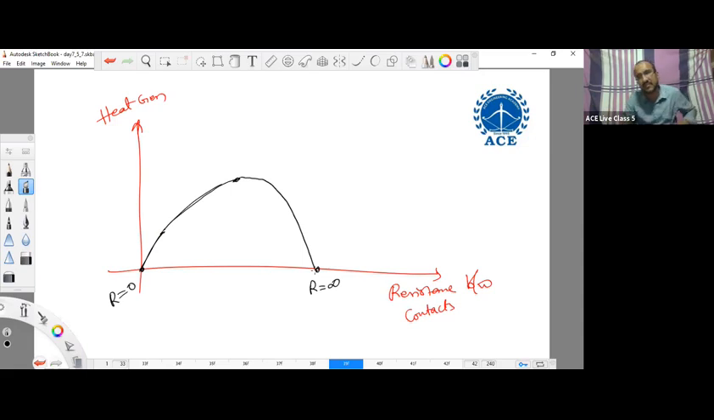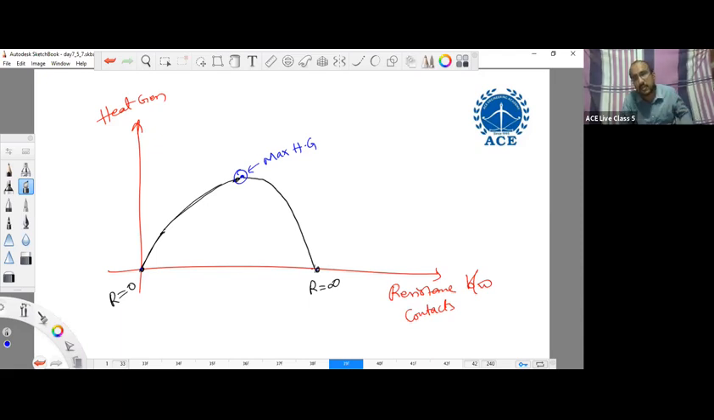Because when resistance is infinite, what is the current? 0. So heat generation is 0. So in between there is a possibility of what? Maximum heat generation. Okay. So initially when the contacts are closed, resistance is 0, heat generation is 0. And when the contacts are finally separated by the maximum distance, if the resistance is infinite, then also the heat generation will be 0.